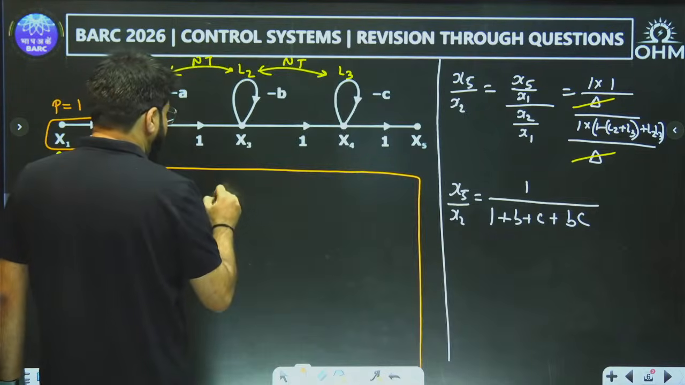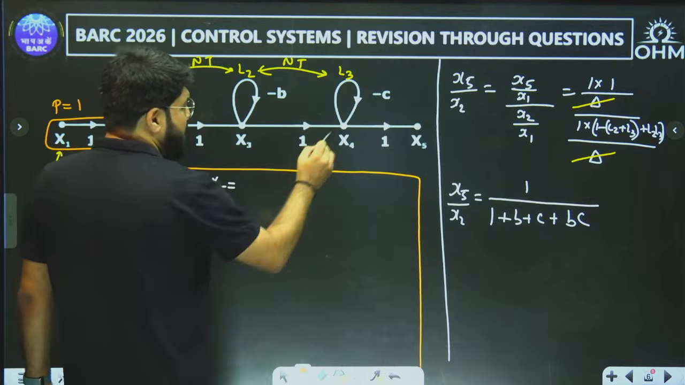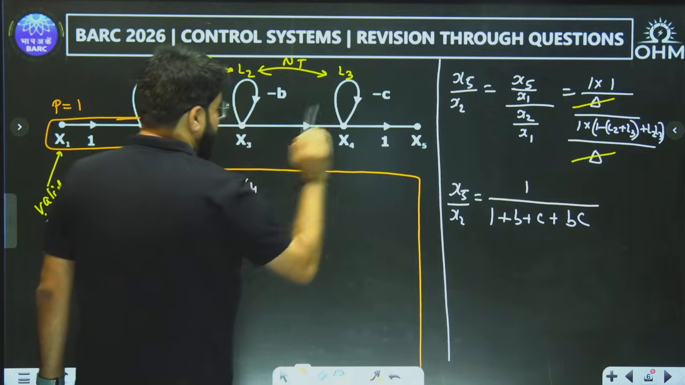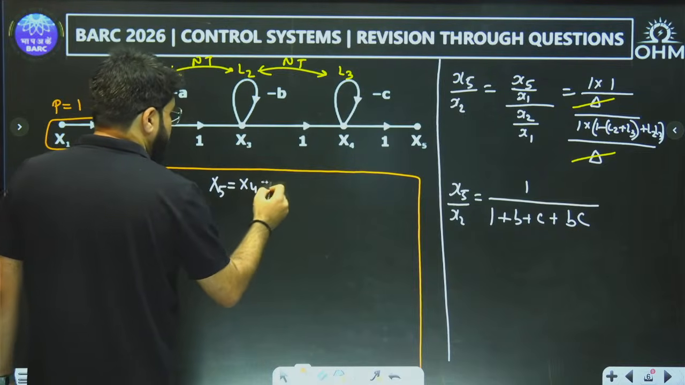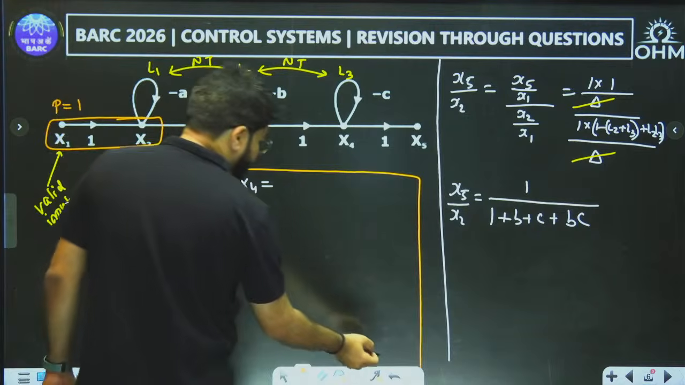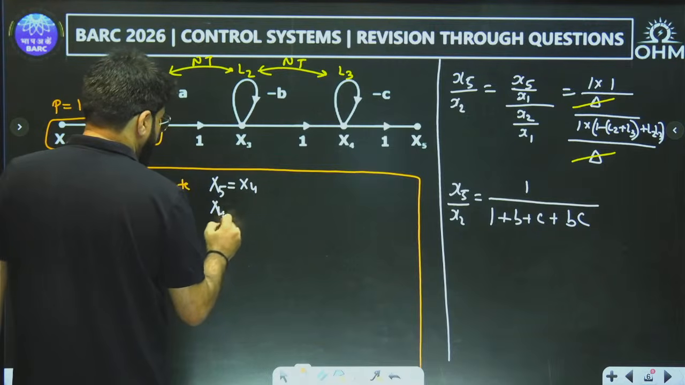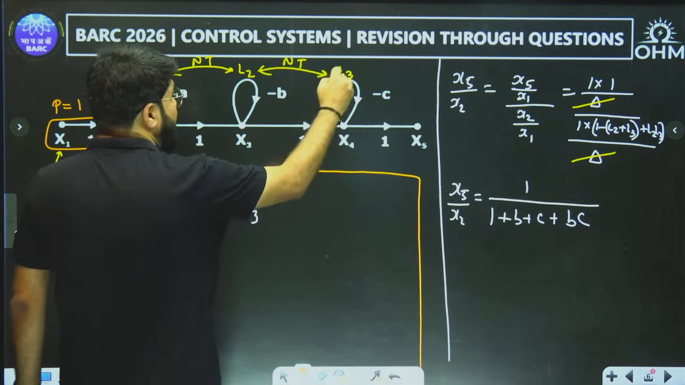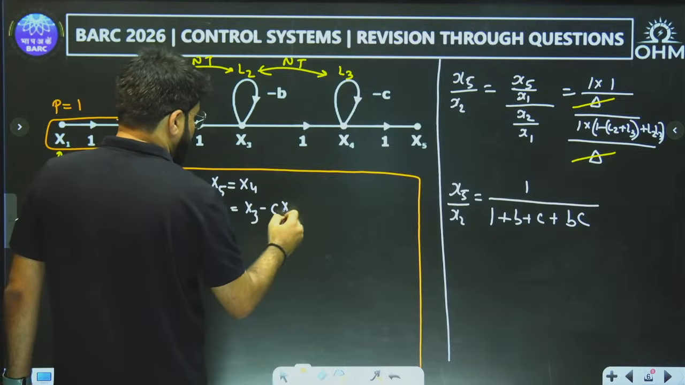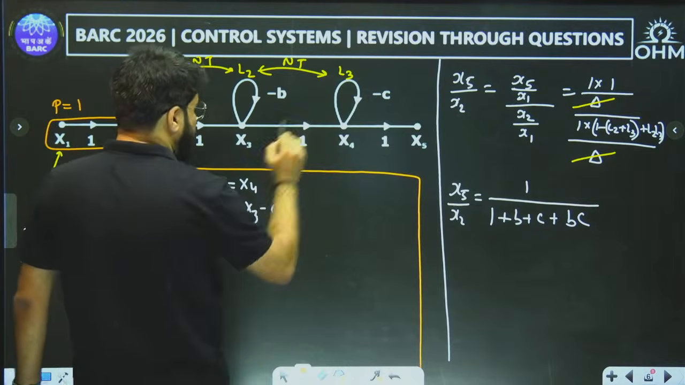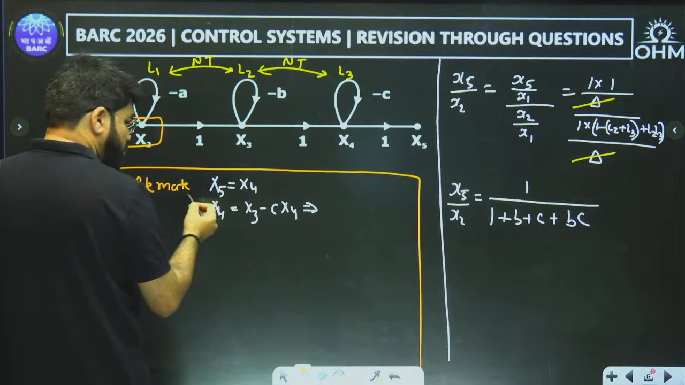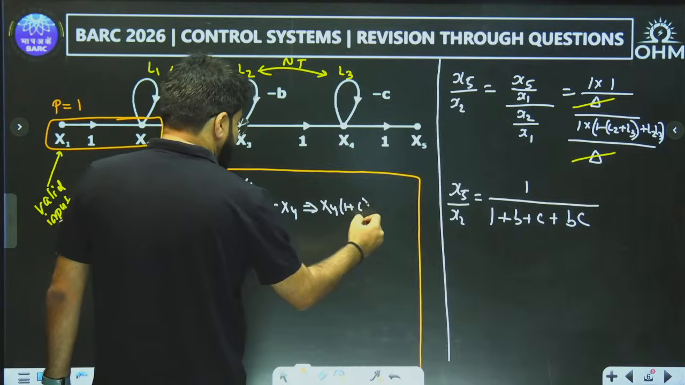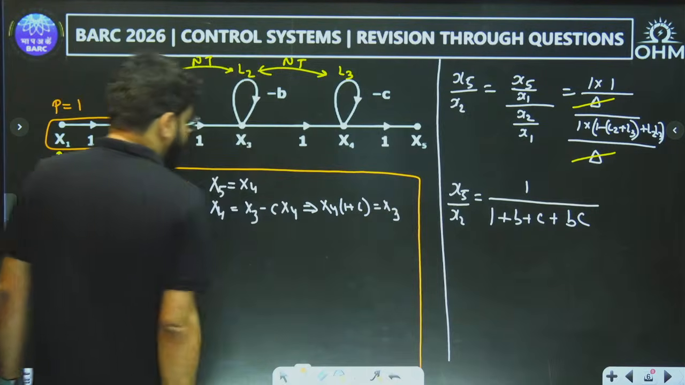See, if you want to write down x5, what is x5? x5 is simply equal to x4, only one incoming line. Then what is x4 equal to? If I want to write down the x4 equation, x4 is equal to one line coming from x3 and minus c x4, where the minus is the self loop. So from here x4 you can move to the left side, and you will get x4 into (1 plus c) equal to x3.